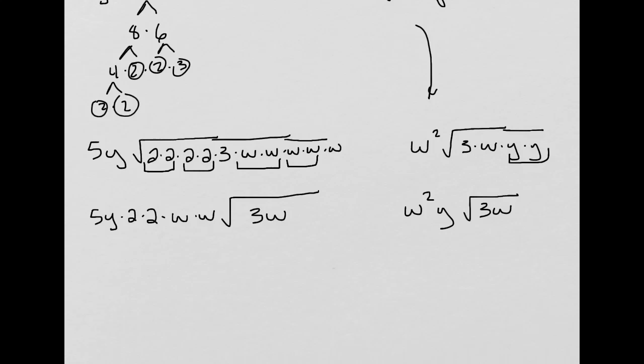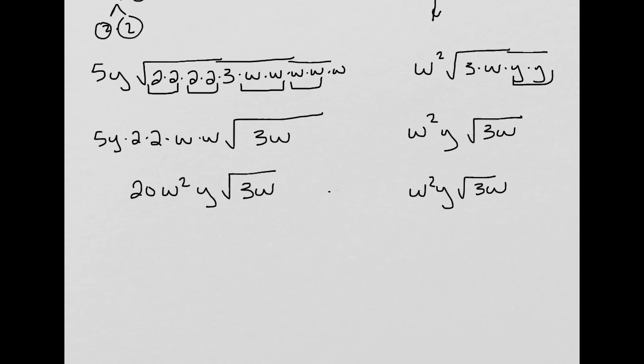So if I just clean this up a little bit, this first guy, I'm just going to clean up a little bit. So I've got 5y times 2 times 2. Remember, multiplication is commutative and associative, so that means I can multiply the 5, the 2, and the 2 together. 5 times 2 is 10, times 2 is 20. And then I've got w squared times y, and then underneath I have 3w. The second guy, I've got w squared y times the square root of 3w. Okay, so that step 1 is complete.